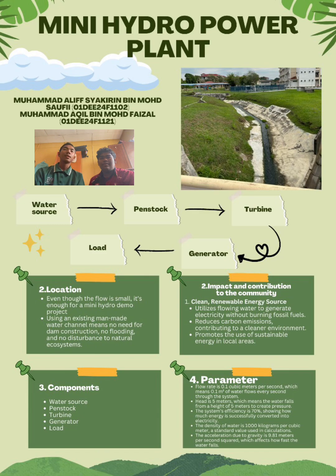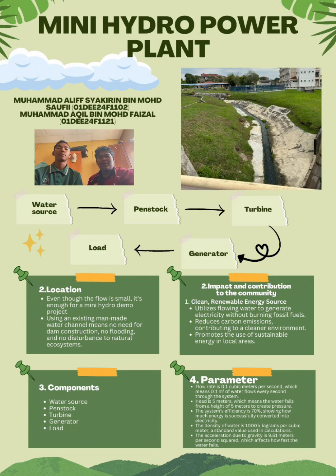Our system operates at about 70% efficiency, indicating that 70% of the water's energy is converted into electricity. We also use standard constants such as the density of water, which is 1000 kg per cubic meter, and gravity, 9.81 meters per second squared. For accurate power calculations using these parameters, the system can produce approximately 3.4 kilowatts of power, which is enough to power several small devices or lighting systems like this.